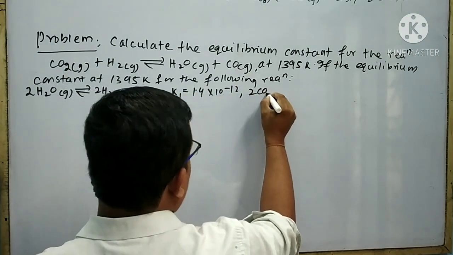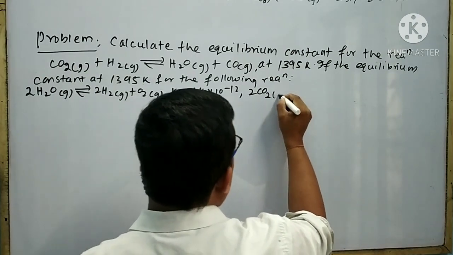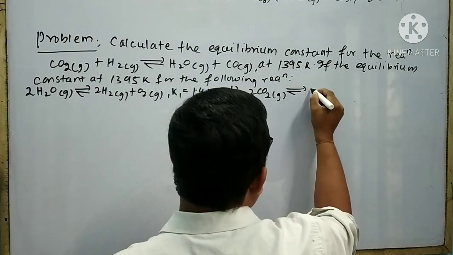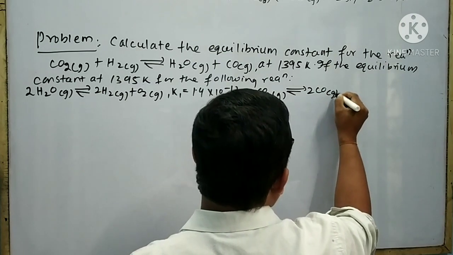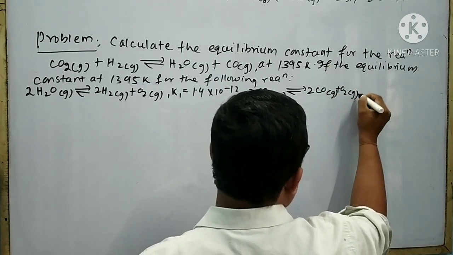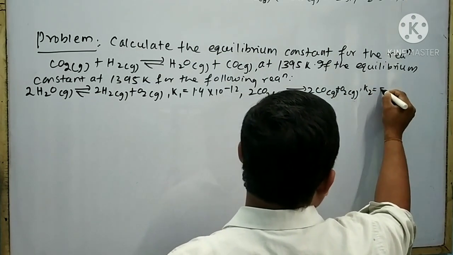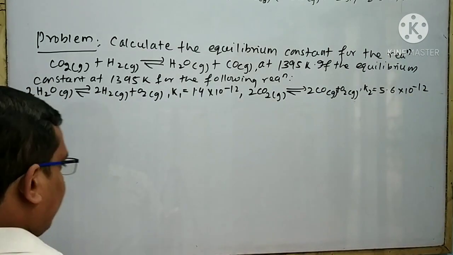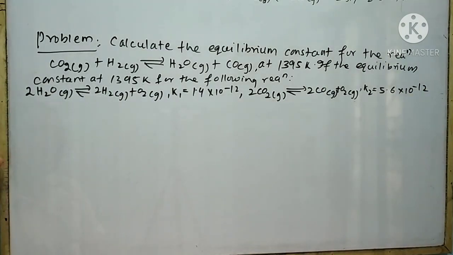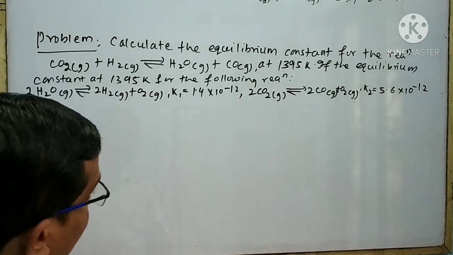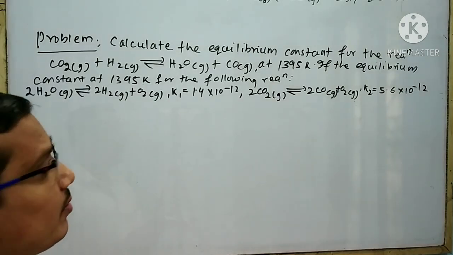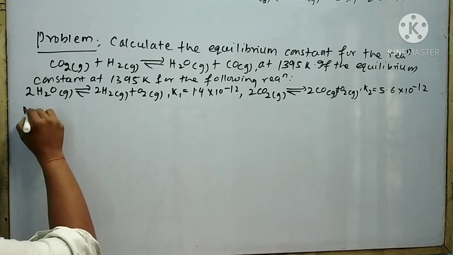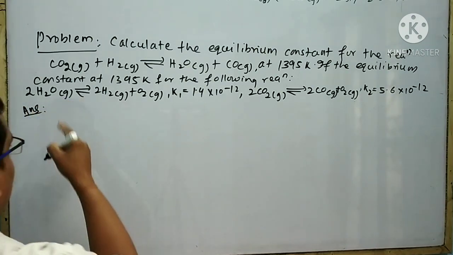The second equation is 2CO2 gas gives 2CO gas plus O2 gas, K2 equal to 5.6 into 10 to the minus 12. In this problem three equations are given. For these three equations we can derive an expression for the equilibrium constant. At first I will take this equation.